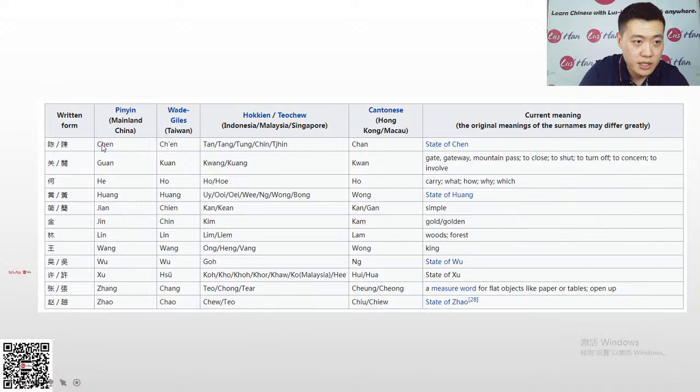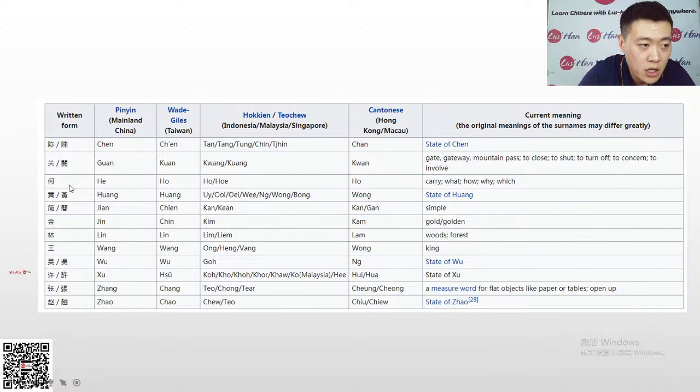How do we say it? Chen, or in Cantonese, Chan. The second one is Guan. The first is simplified Chinese and the second is traditional Chinese, which looks like a picture, so that's why we use simplified Chinese now. Guan means close. We say 关门, close the door, 门 door. So 关 as a surname means close. In Cantonese we say 宽.